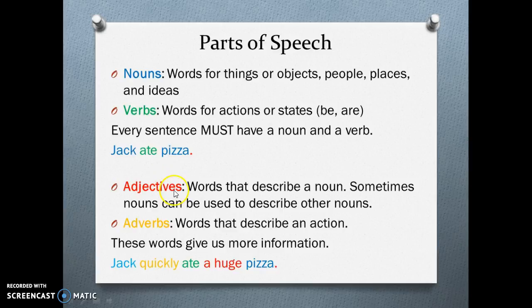But we also have adjectives and adverbs, and adjectives and adverbs add color to the sentence. The adjectives describe a noun. They give us more information. The adverbs describe an action. So if we look at this sentence, Jack quickly ate a huge pizza. What kind of a pizza? A huge one. How did he eat? Quickly. Quickly tells us about the action. Huge tells us about the pizza.